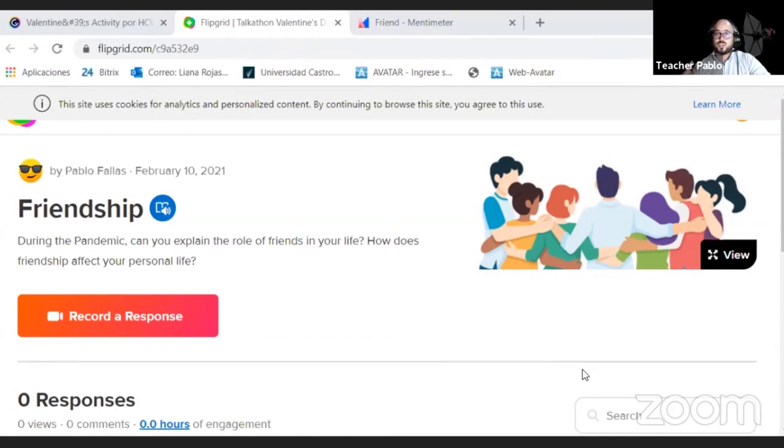So the idea is that you're going to access that link. I'm going to send it to my students, and I suppose Ronnie as well is going to do it. And you're going to say, record a response. So what we want you to do as homework or as an extra practice or even as an entregable, that is one of the things that we have been working on here at the university, is that you can send us a response about that. What is the meaning of friends right now in your life during the pandemic? And more important, how does that affect your personal life, your daily life, and how important they are.